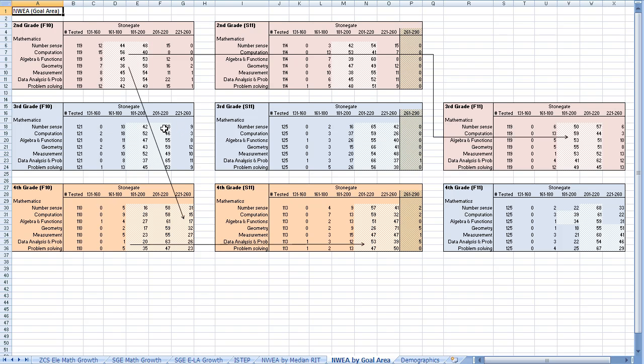It doesn't tell us if a kid moved in between RIT bands. It doesn't tell us how far a kid moved. I mean, a kid could have moved from 200 to 201 and jumped a RIT band here. But that's where our data boards and being able to look at individual student numbers and data is going to be really important for us. So this, on the broader level, hopefully will lead to some more conversation as we look at those individual kids.